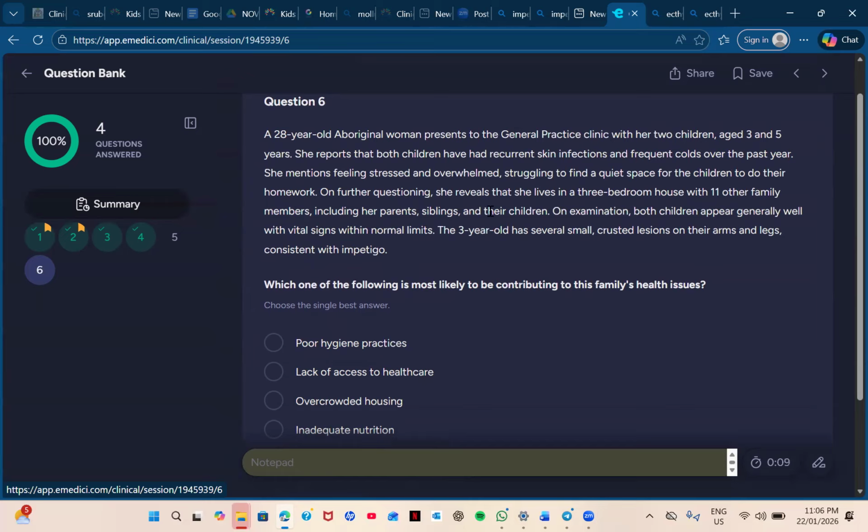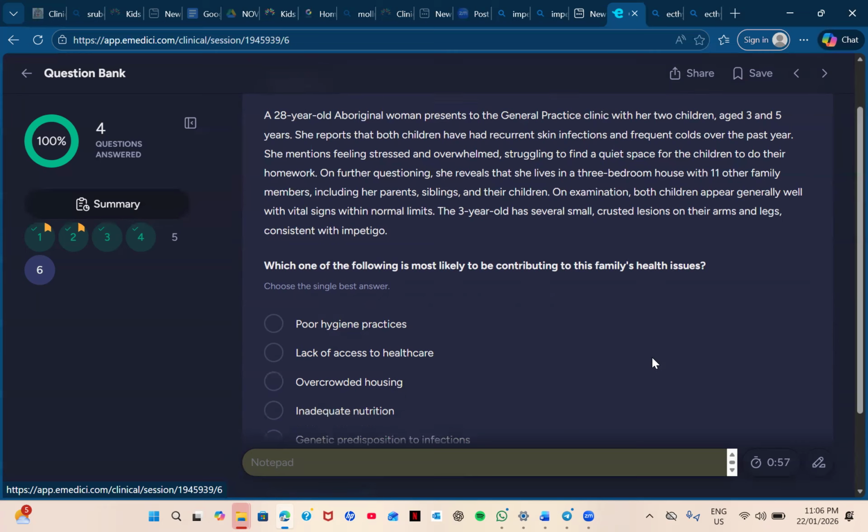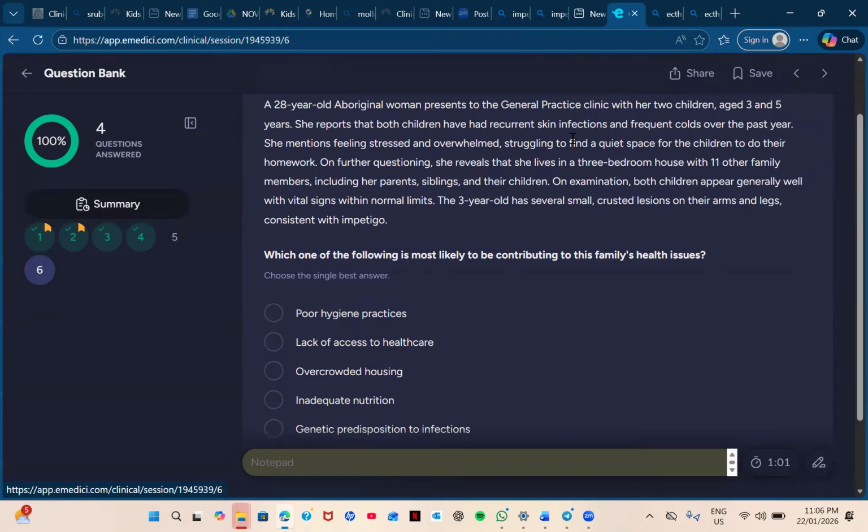A 28-year-old Aboriginal woman presents to the GP clinic with her two children, aged 3 and 5 years. She reports that both children have recurrent skin infections and frequent colds over the past year. She mentioned feeling stressed and overwhelmed, struggling to find a quiet space for the children to do their homework. On further questioning, she revealed that she lives in a three-bedroom house with 11 other family members, including her parents, siblings, and their children. On examination, both children appear generally well, with vital signs within normal limits. The 3-year-old has several small crusted lesions on their arms and legs, consistent with impetigo. Which one of the following is most likely to be contributing to this family's health issue?